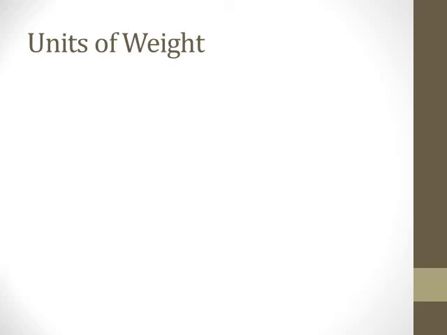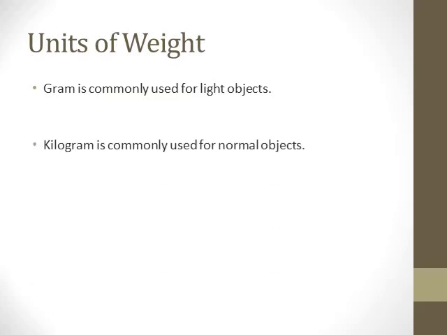We have gram, kilogram commonly, and ton. So gram is commonly used for light objects, as we saw in the picture. That was one banana, one tomato, and one orange, right? And where do we use kilogram?